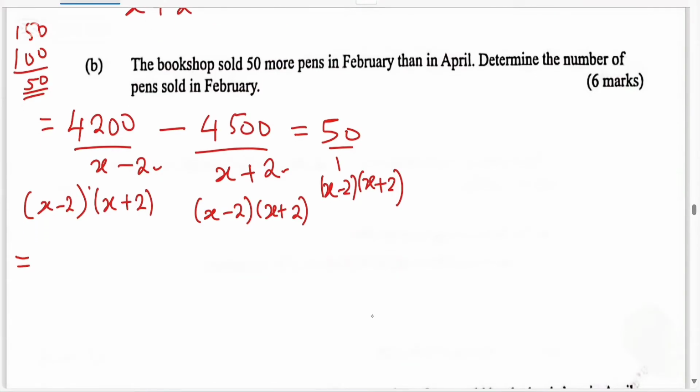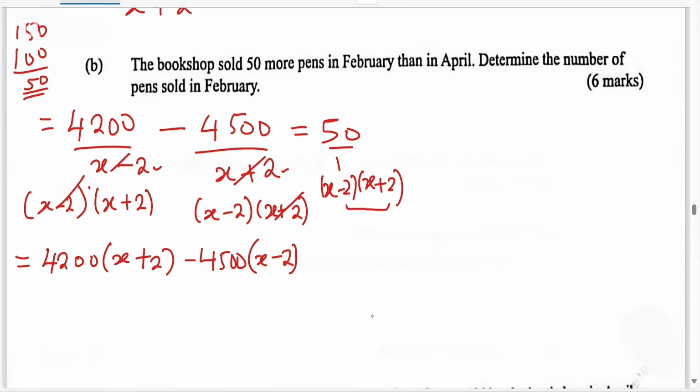So tunataka kutoa hizi denominators. So hapa x minus 2 multiply na LCM, hii na hii yatoka, tabakiwa na x plus 2. Therefore hiyo 4200 itakuwa multiply to x plus 2. Na hii x plus 2 itatoka na x plus 2 hapa, tabakiwa na hiyo x minus 2, minus 4500, therefore gets multiplied to x minus 2. Sawa. Na x minus 2 na x plus 2 hapa, there's no denominator that it can get eliminated with. Therefore, you multiply them kama kawaida.